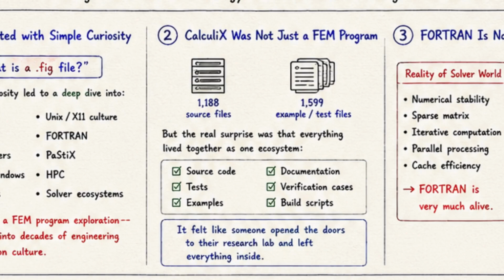When I first opened the CalculiX repository, the scale immediately stood out. More than 1,000 source files. More than 1,000 example and test files. But the real surprise was not the numbers. Source code. Tests. Examples. Documentation. Verification cases. Build scripts. Everything existed together as one living ecosystem. It felt less like a software release and more like walking into an open research laboratory.